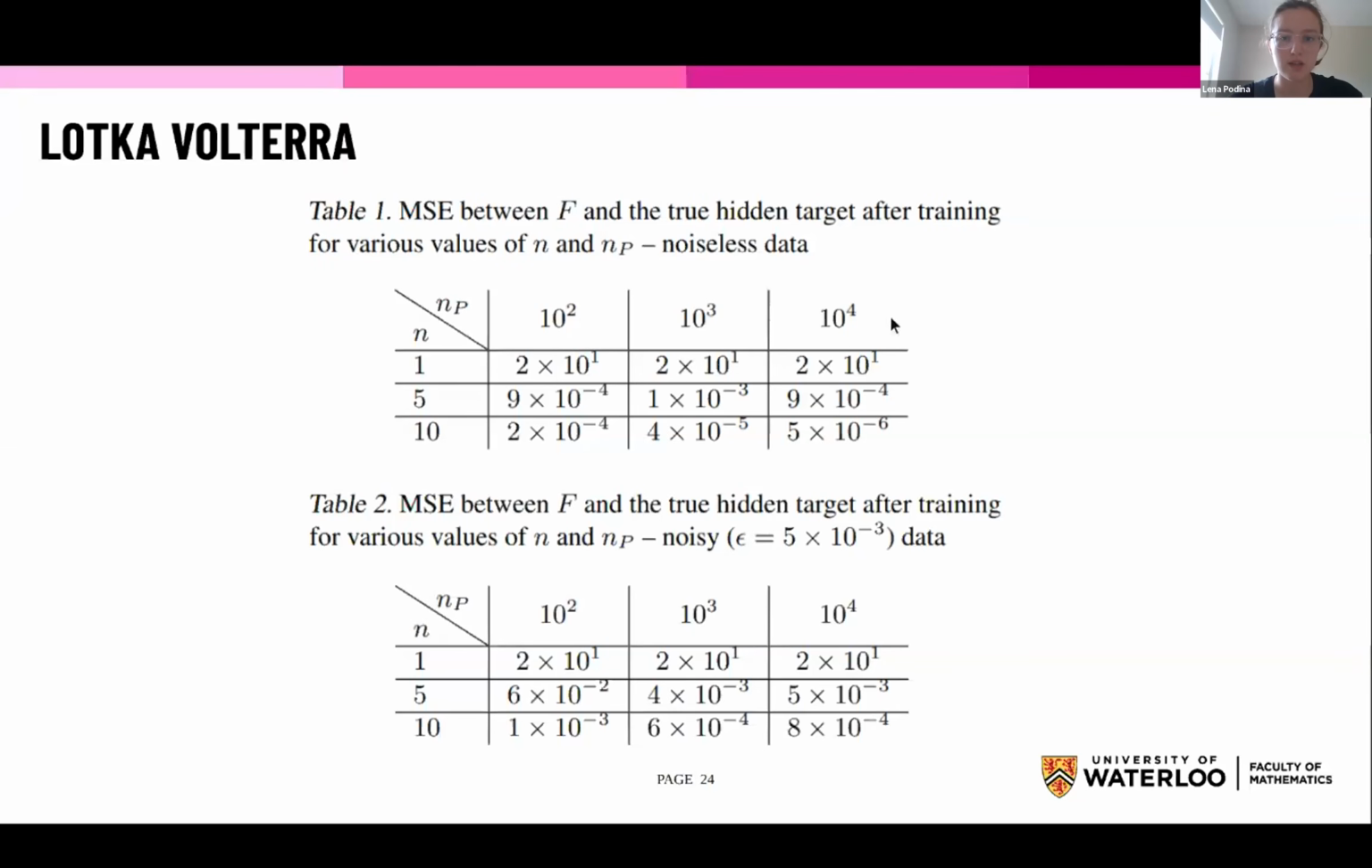In this case, we see a similar trend. It does improve as collocation points increase, but even with only 10 data points, we can get a pretty good identification of the hidden terms. We can get 10 to the minus 6. For noisy data, of course, we do slightly worse, simply because the data is noisy. However, we still get fairly good identification of the terms here.